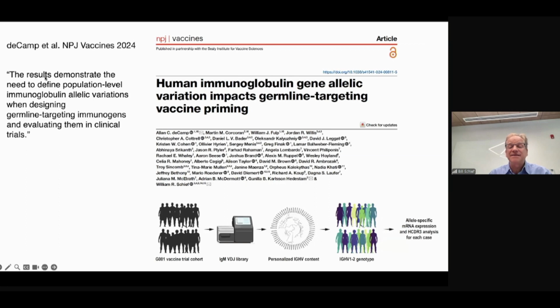And the last sentence in the abstract says the results demonstrate the need to define population level immunoglobulin allelic variations when designing germline targeting immunogens right at the start of our effort and when evaluating them in clinical trials. So I encourage you to take a look at this. This took us a long time to get published. So I think the allele community doesn't have enough influence among reviewers, but maybe we should stand up for ourselves and push. And I would say also in this paper, we utterly failed to cite Corey's paper that he mentioned in the intro, and that was a total failing, and we should have, and his paper is a beautiful paper.